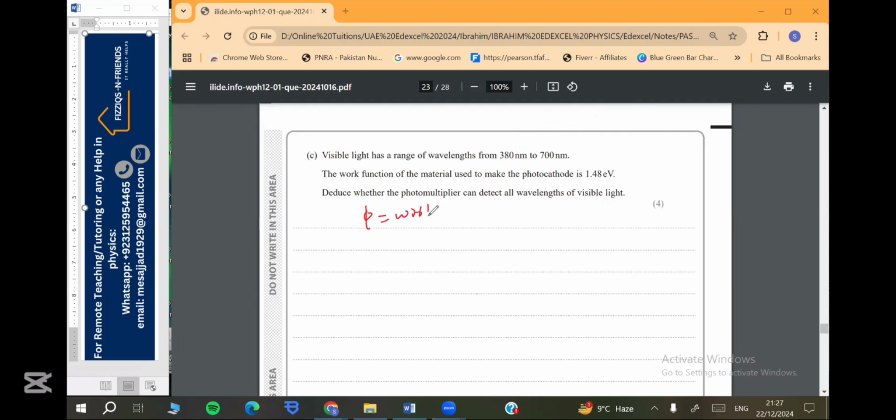Work function, phi, equals 1.48 eV, and for eV we will write 1.48 into 10 raised to the power minus 19 joules. And when we convert it into joules, the answer is going to be 2.4 into 10 raised to the power minus 19 joules. Now this is the work function. I mean, the minimum energy should be available in 380 nanometer light and 700 nanometer light. Now for 380 nanometer light, we will check E equals hc over lambda, right?